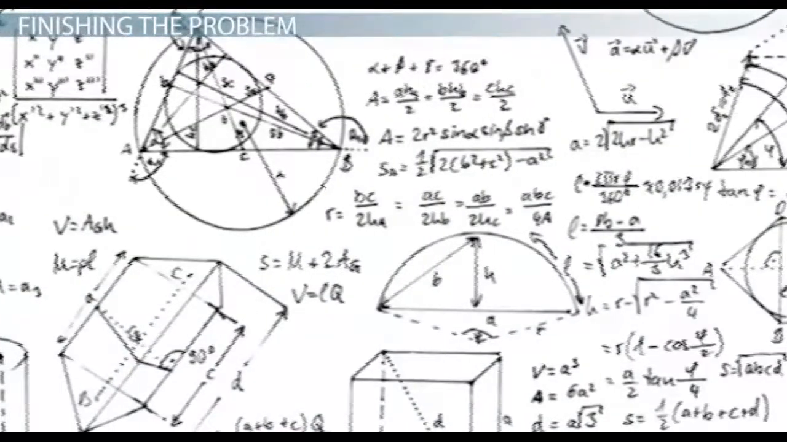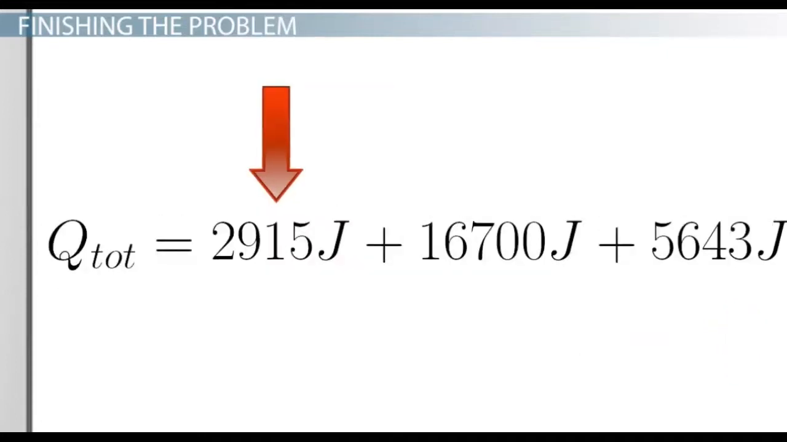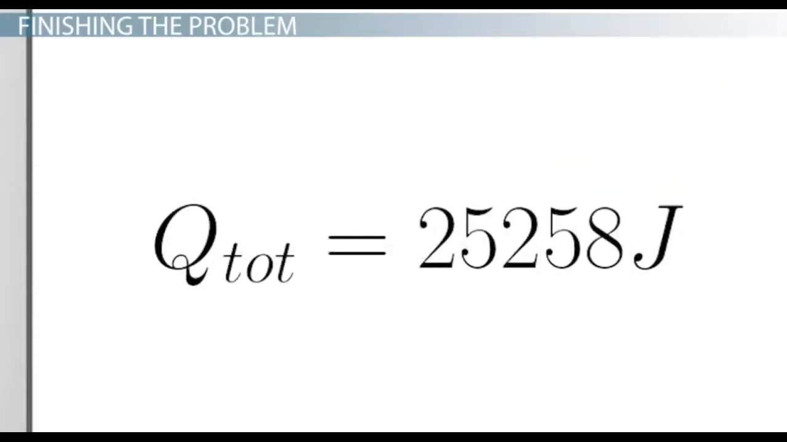Now we use all the information we've been given in this section to solve our problem. Q total equals 50 grams times 2.01 joules per gram degrees Celsius times 0 degrees Celsius minus negative 29 degrees Celsius, plus 50 grams times 334 joules per gram, plus 50 grams times 4.18 joules per gram degrees Celsius times 27 degrees Celsius minus 0 degrees Celsius. Q total equals 2,915 joules plus 16,700 joules plus 5,643 joules. Q total equals 25,258 joules.